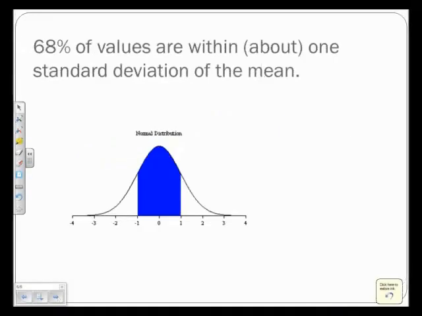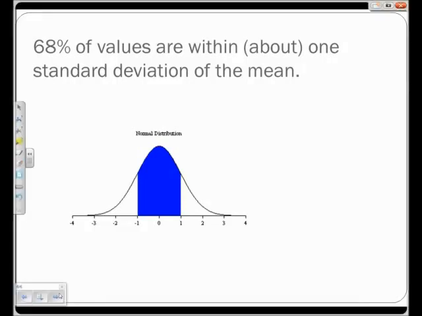Okay, so the empirical rule. The first number was 68. That means that 68% of the values in a normal distribution are within 1 standard deviation of the mean. So this one I'm starting with a mean of 0 and a standard deviation of 1. If I went plus or minus 1 standard deviation, I would have captured 68% of the data.